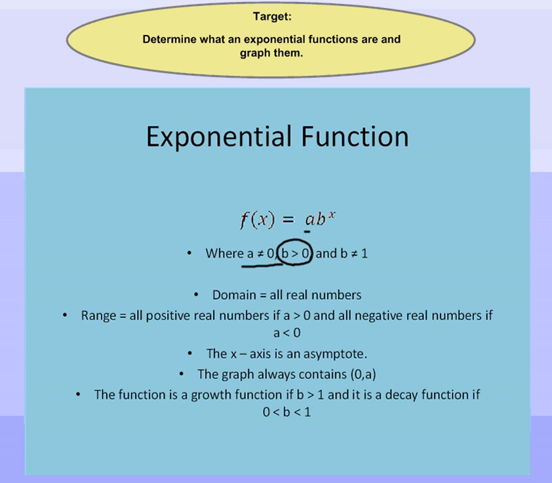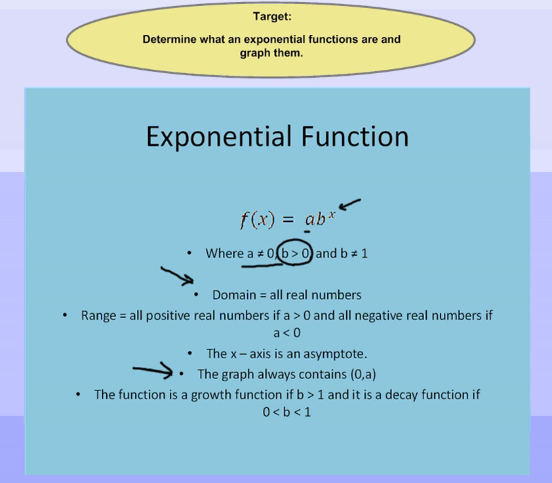In an exponential function, the domain will always be all real numbers, because we're inputting into an exponent, and there are no numbers that you cannot input into an exponent. The range will be all positive real numbers if the a value is positive, and all negative real numbers if the a value is negative. The x-axis will always be an asymptote. The graphs will always contain the coordinate (0, a). Input 0 for x, which means anytime 0 is an exponent, you get a value of 1.